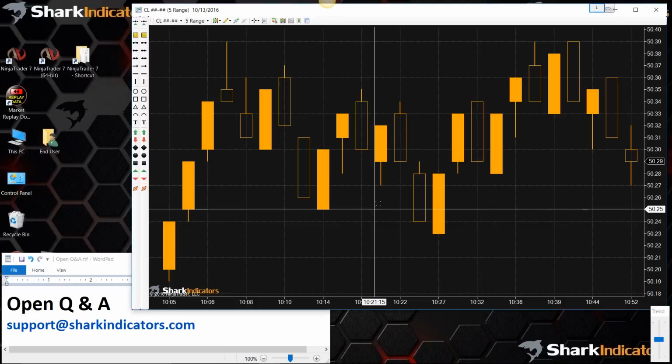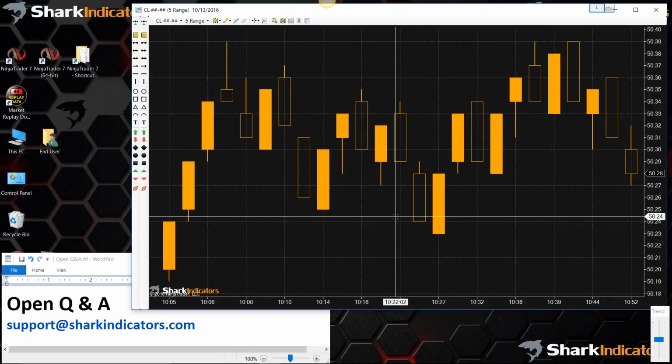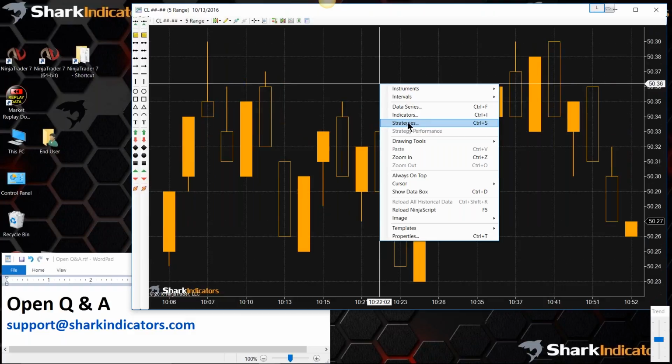So, step one, pull up your chart. Make sure that you're connected to a data feed of some sort, right? And then you want to go to your strategies. If your strategies is grayed out, then that means you won't be able to select it. Just like strategy performance, it's grayed out, so I can't select it here. If your strategies is grayed out, then that means your chart or NinjaTrader is not set up for running a strategy quite yet.